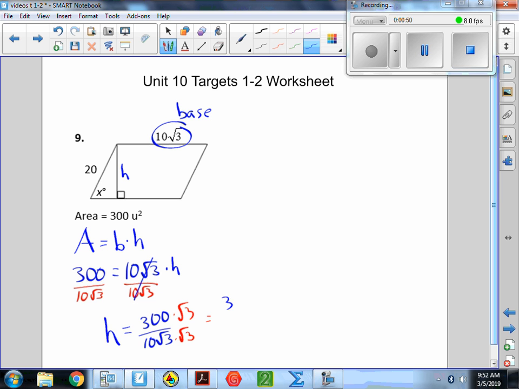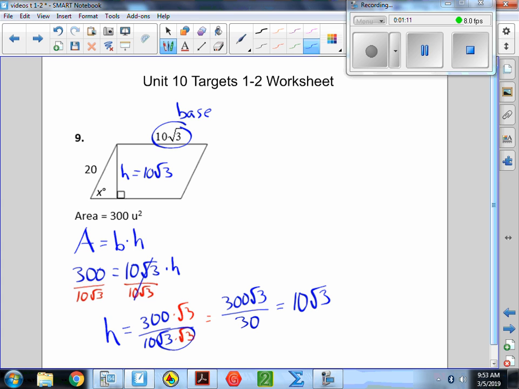So on top I have 300 square root of 3, and in the denominator on the bottom I have 10 times 3. Okay, root 3 times root 3 is 3, times 10 is 30. 300 divided by 30 is 10. So the height is equal to 10 root 3, the same as the base was.